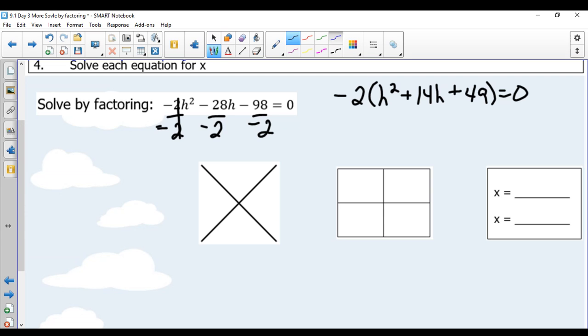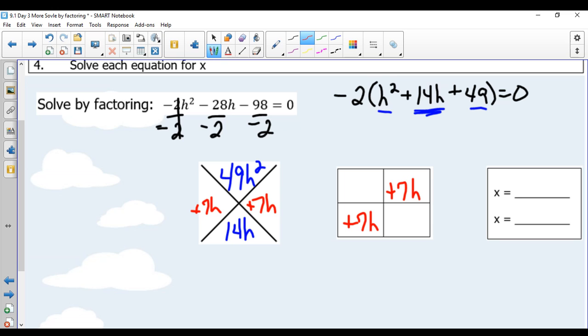So now I'm going to factor this. I'm going to do the first term times the last term. So that's going to be 49h squared. And then it has to add to make 14h. So what could multiply to make 49? Well, that's a nice easy one. That's 7 and 7. And 7 plus 7, sure enough, does add to make 14. So I need a positive 7h and a positive 7h. And then we put in our first term in the first box, our last term in the last box, and we can factor it out.